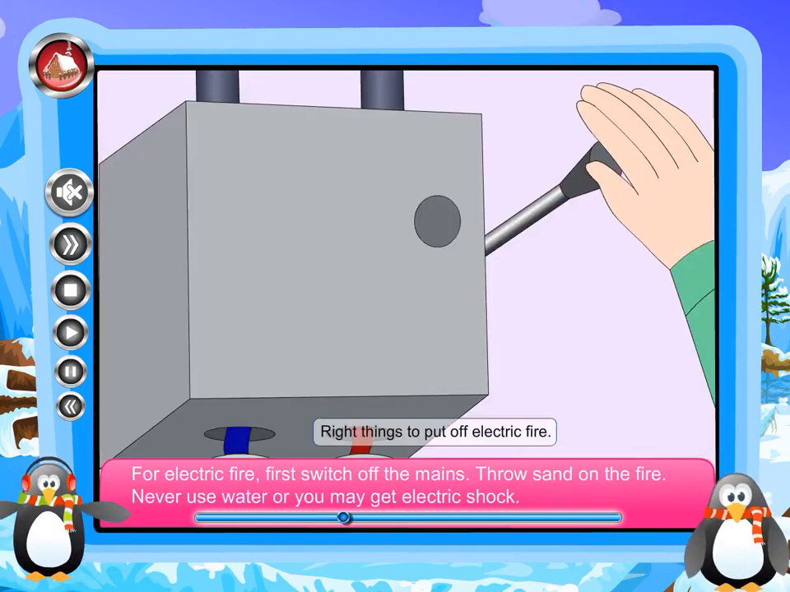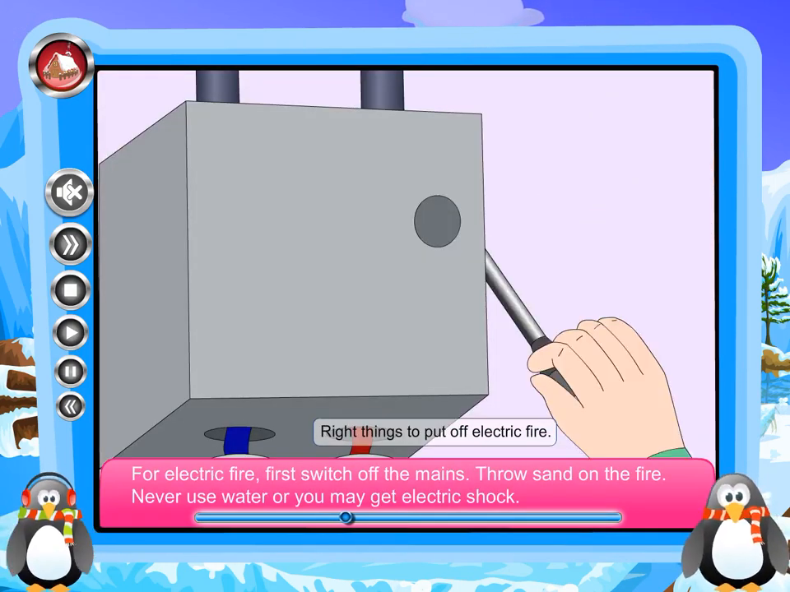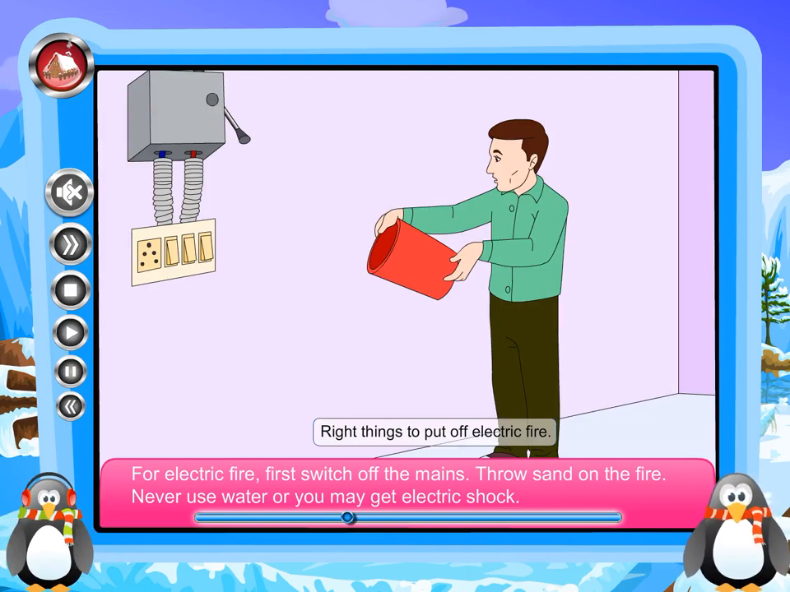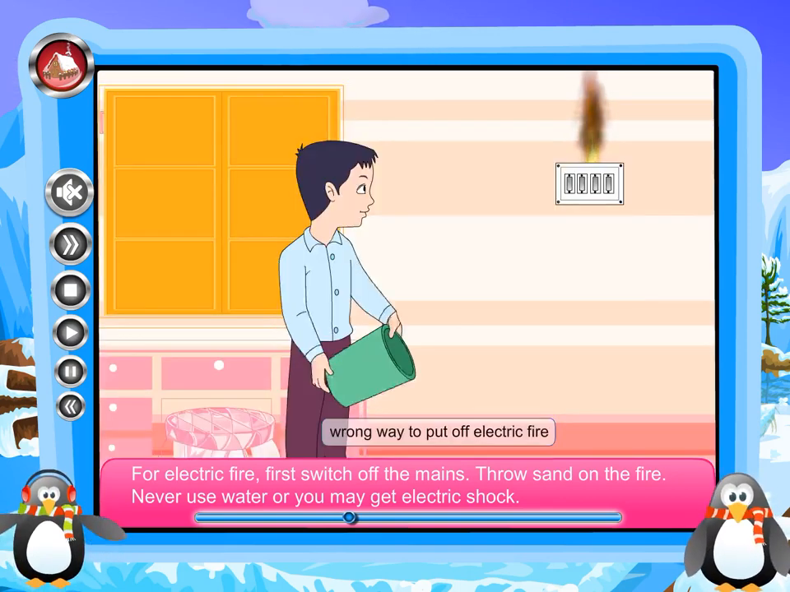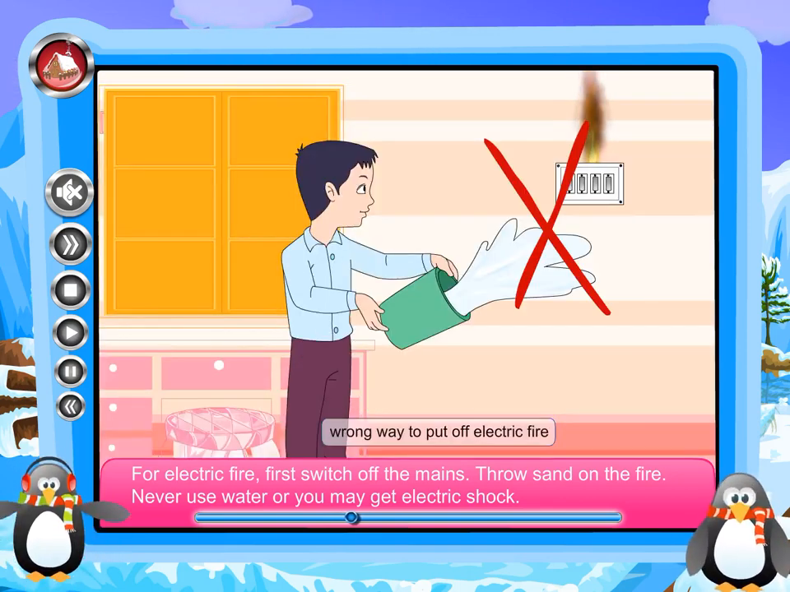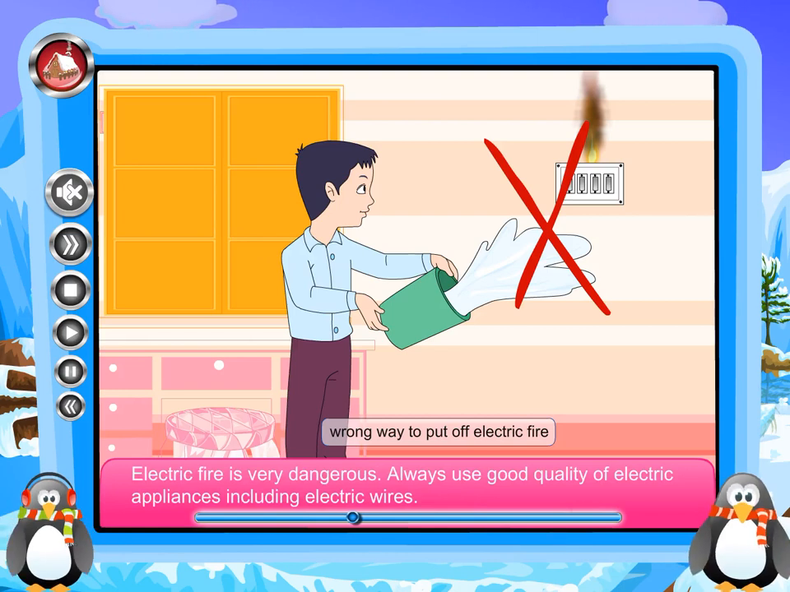For electric fire, first switch off the mains. Throw sand on the fire. Never use water or you may get electric shock. Electric fire is very dangerous. Always use good quality electric appliances, including electric wires.